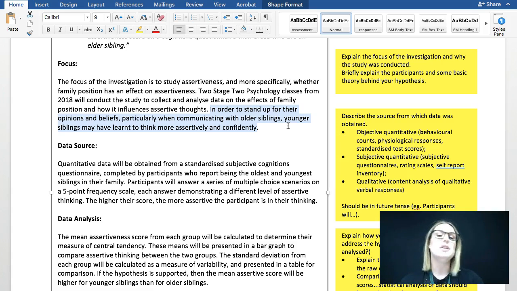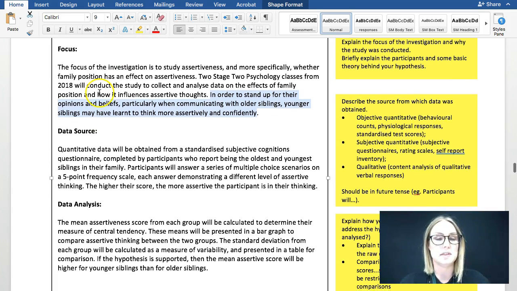Now, it doesn't mean you need to investigate and go and do all this research, because that isn't assessed in this task. What you do need to do is just provide some explanation as to why you're proposing what you are. Okay, so that's the focus section.